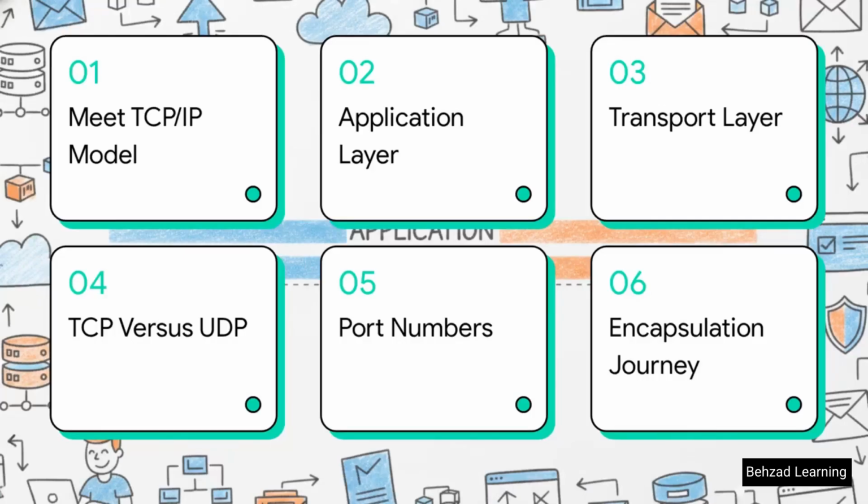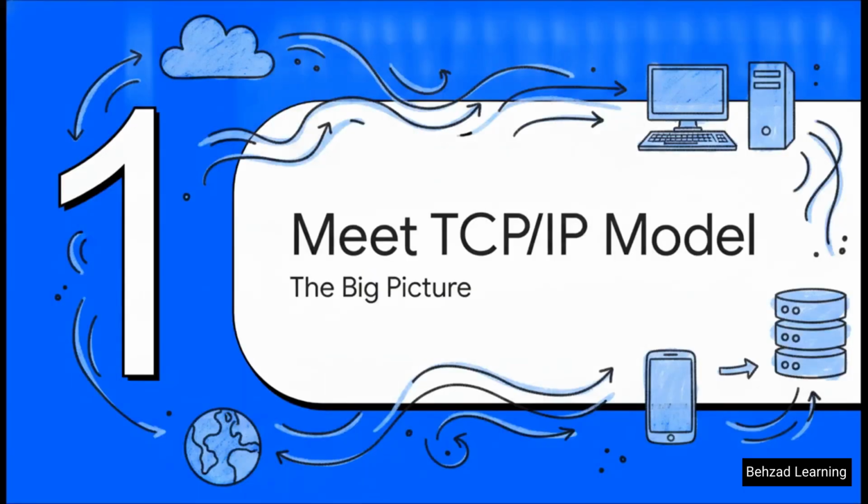To understand how your computer pulls this off, here's our agenda. We are going to meet the TCP/IP model, explore the application layer, move to the transport layer, compare TCP and UDP, talk about directing traffic with port numbers, and finally, track the entire encapsulation journey. First up, let's meet the TCP/IP model and get a look at the big picture.